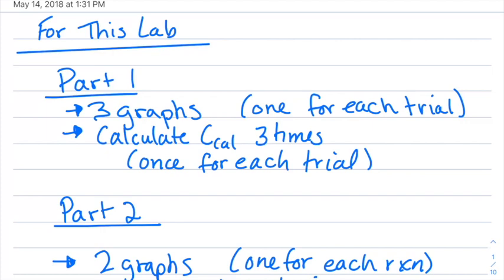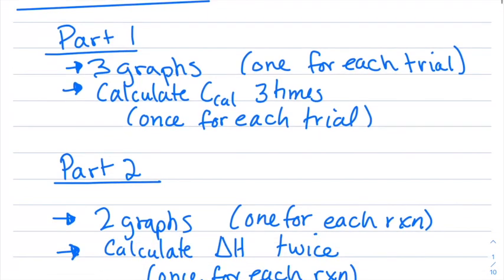Okay. So looking at Lab 11, there's a lot of stuff going on here, so I wanted to make a little summary of what I want you to turn in. For part 1, you're going to have 3 graphs. You'll have 1 for each trial, and you're going to calculate C-Cal 3 times, once for each trial.